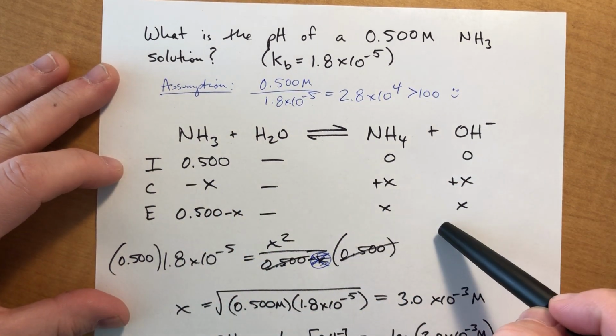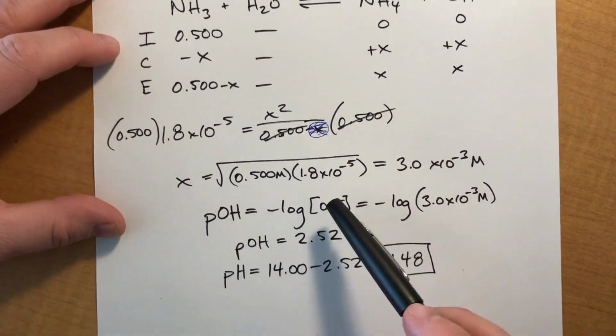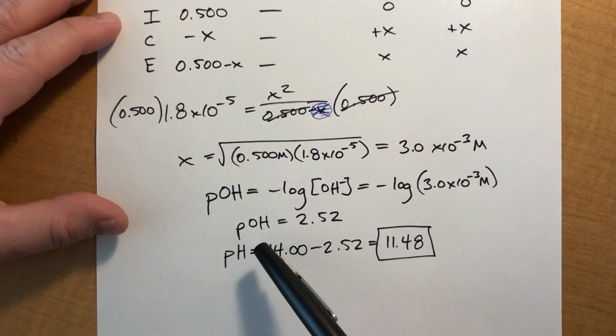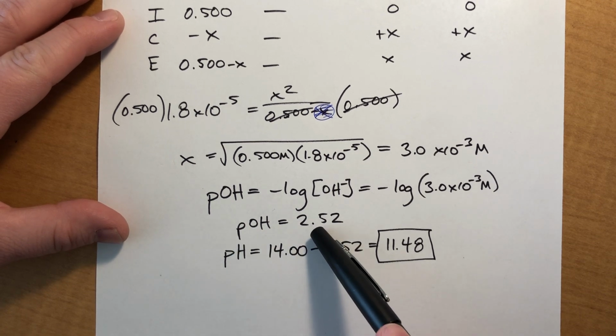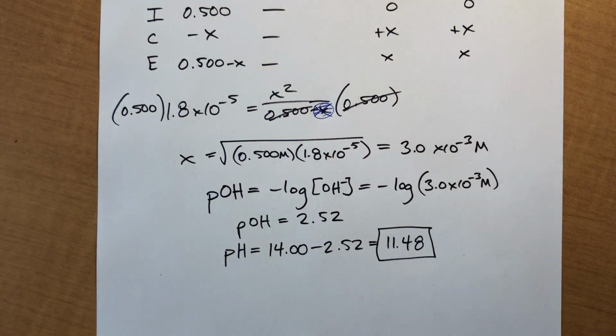Okay, so you'll notice that for a base solution, the main differences are, because it is a base, we're forming OH- instead of H3O+. The assumption part's the same, this part's all the same, except that you're solving for pOH first, and then you have to subtract it from 14 to get pH. But otherwise, same basic idea of what we're doing.